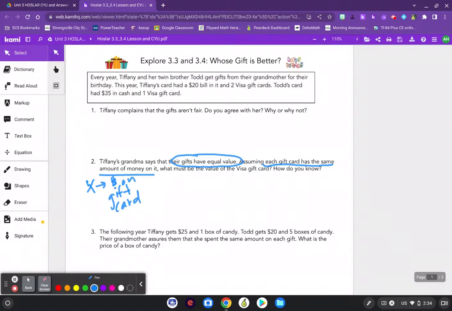I can set up an equation to help me with this. Tiffany's gift is $20, and she has 2 Visa gift cards. Because the gifts have equal value, I can set Tiffany's gift equal to Todd's gift. Todd's gift was $35, but he only had 1 Visa gift card. And then I can solve this equation like we've been practicing in class.